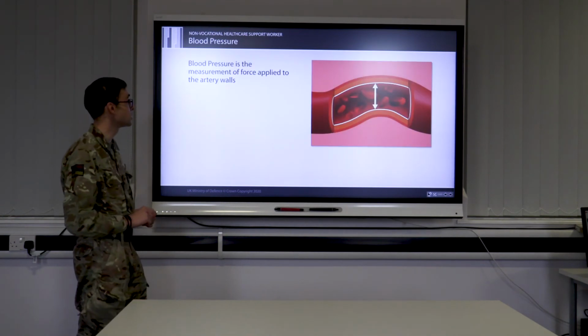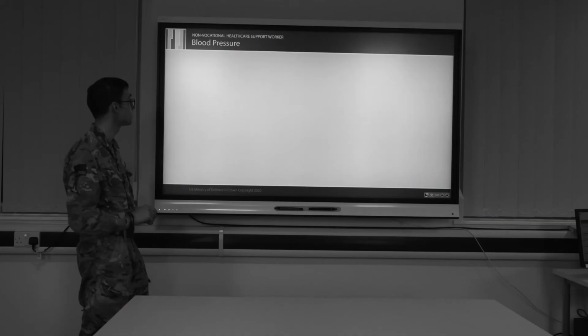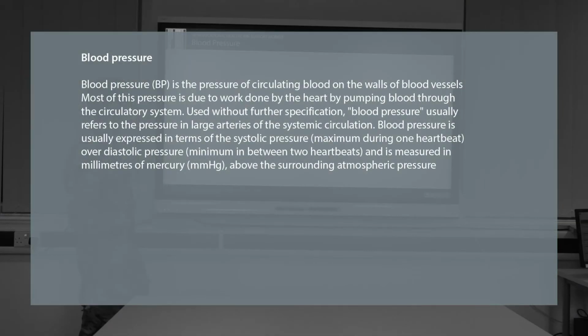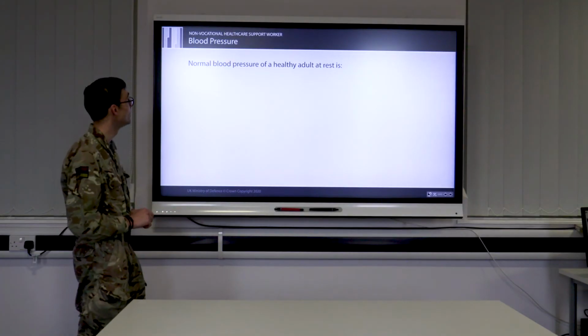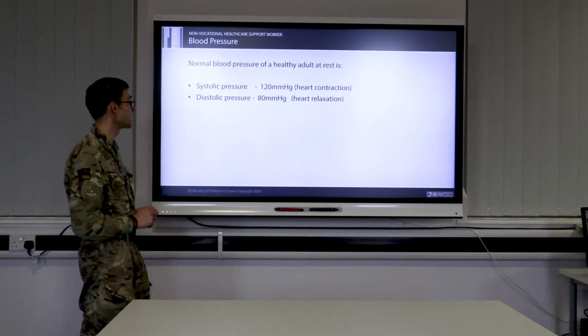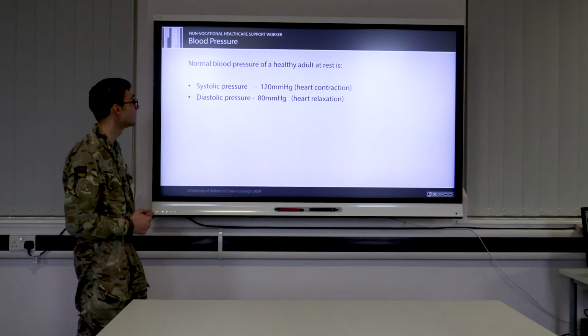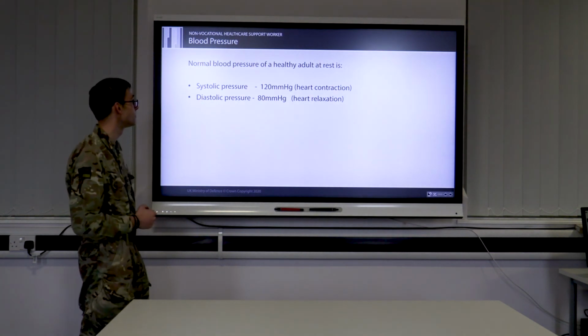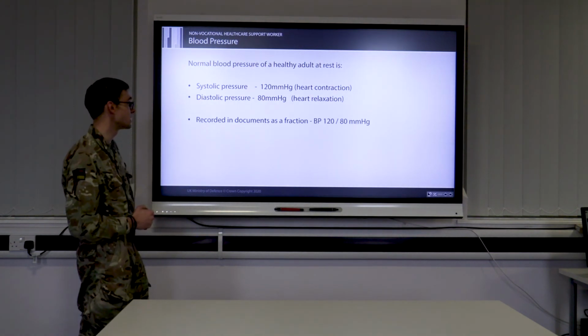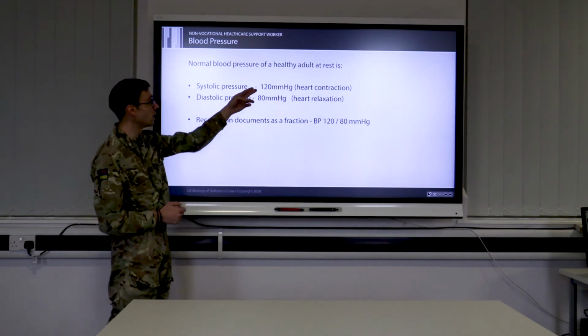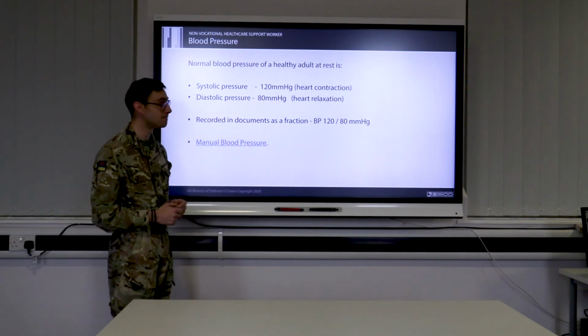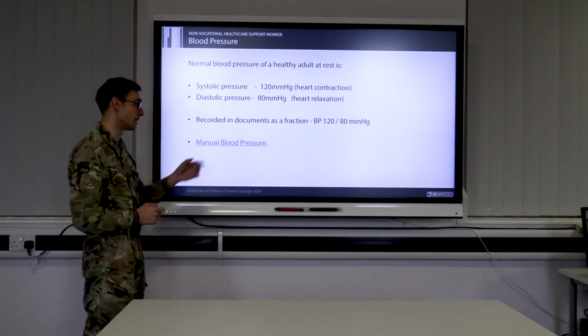Blood pressure is the measurement of force applied to the artery walls. Normal blood pressure of a healthy adult at rest is 120 and 80. This is recorded in documents as a fraction, 120 over 80. This is a link to a manual blood pressure video.